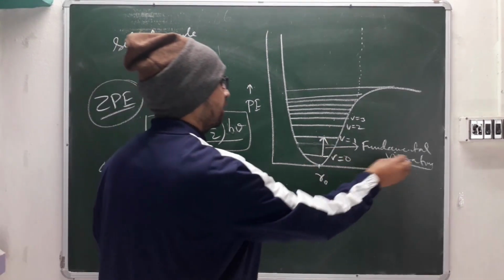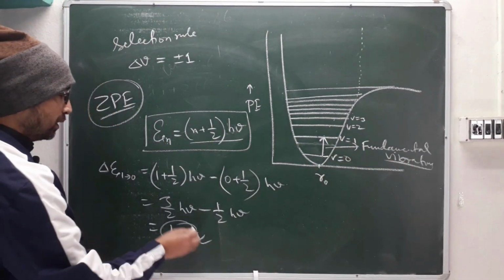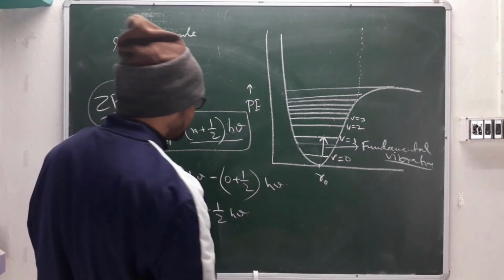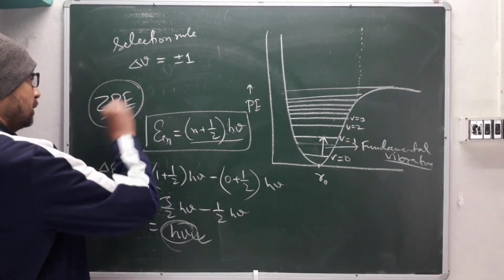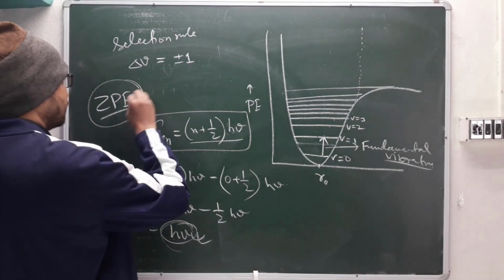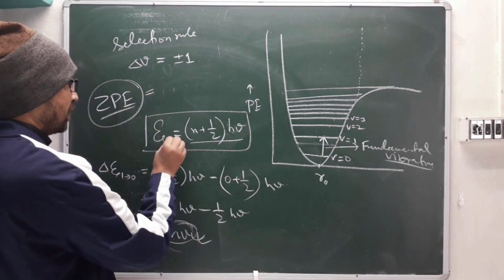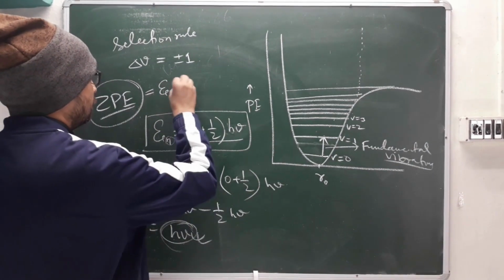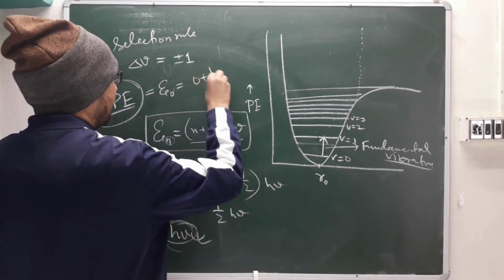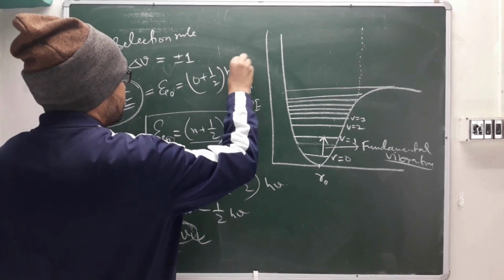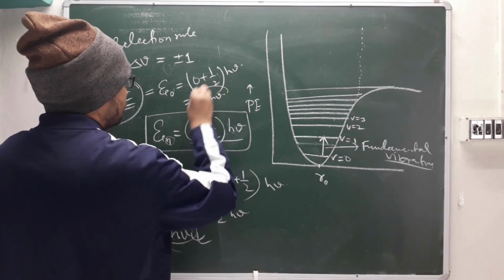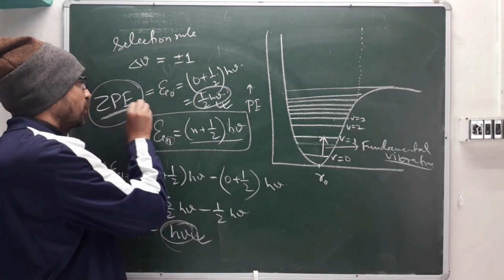So we got the fundamental vibrations value. How much? h nu. Okay, the fundamental vibrations value. And now, what is the value of this n? n will become 0. So it will be 0 plus half h nu. How much is it coming? It will be 1 by 2 h nu. So this value is your zero point energy.